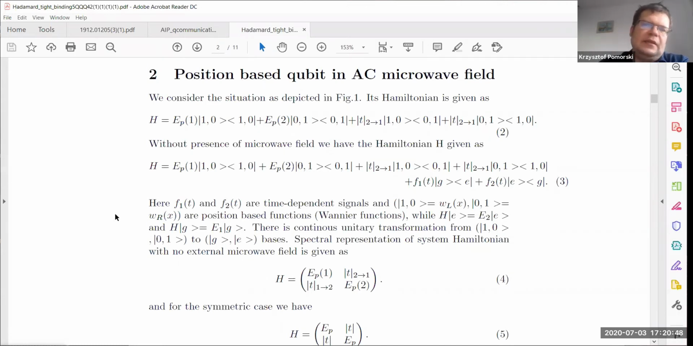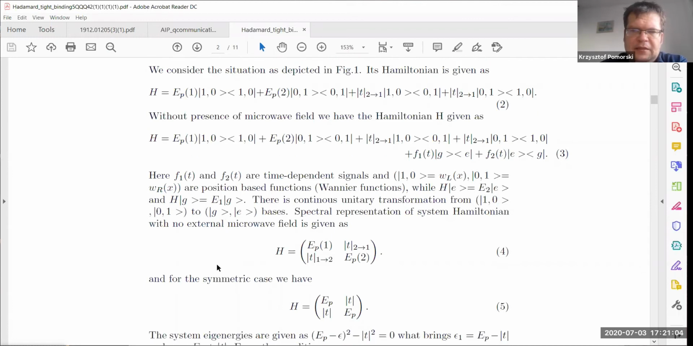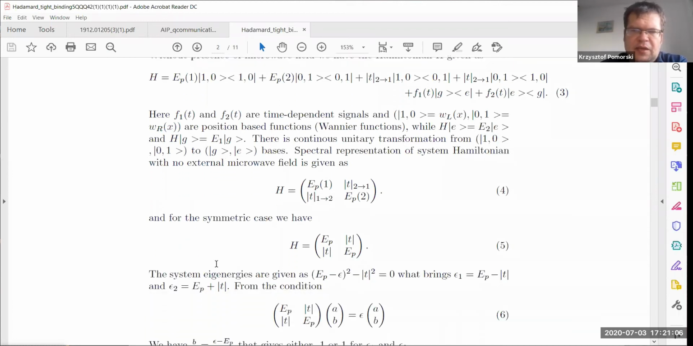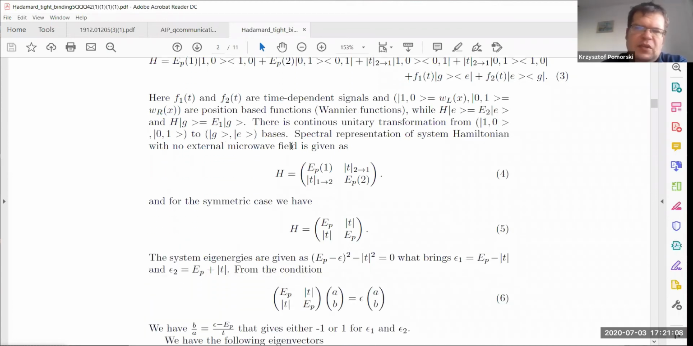All right, and then there is of course the definition that the Hamiltonian acting on the excited state gives an excited energy times the excited state, and the same is with the ground state. So the Hamiltonian acting on the ground state gives the ground energy times the ground state. And so this position-based qubit is represented by a Hamiltonian in such a form, as I already mentioned a few times.